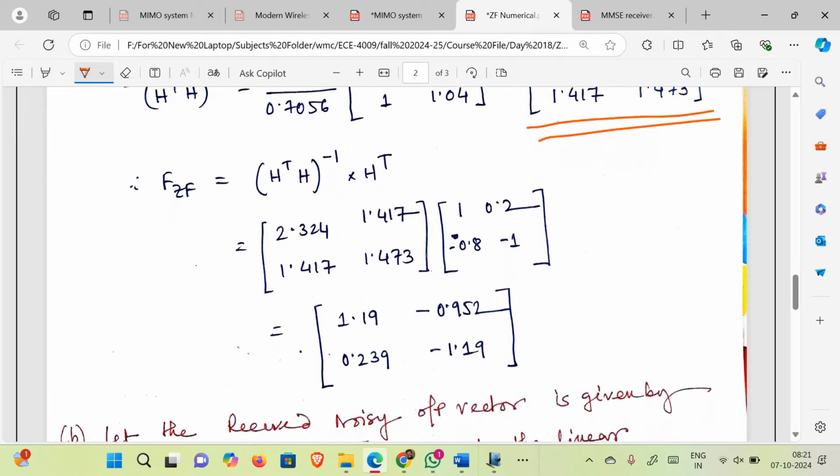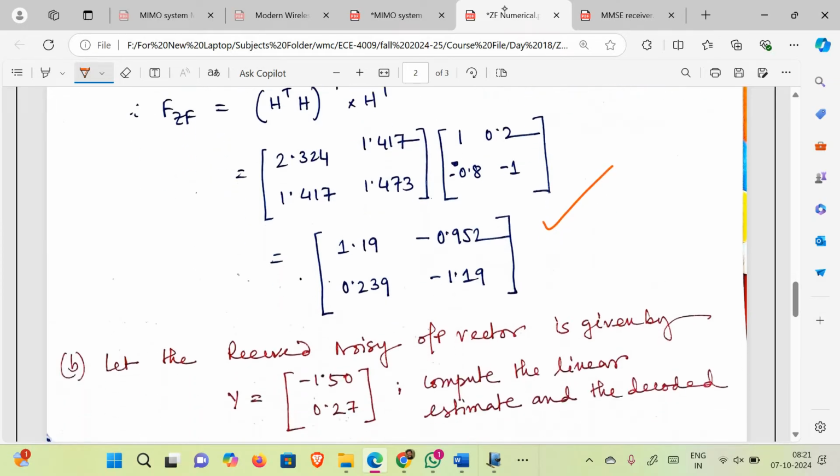Now we come back to multiplying that last portion. This is all we have got multiplied by the H transpose of it. So this is again the steps to do it. And finally we get an FZF, which answers the question of what will be the optimal vector for the zero forcing receiver. So this is my element. So this was a question to find the zero forcing receiver for the given H.